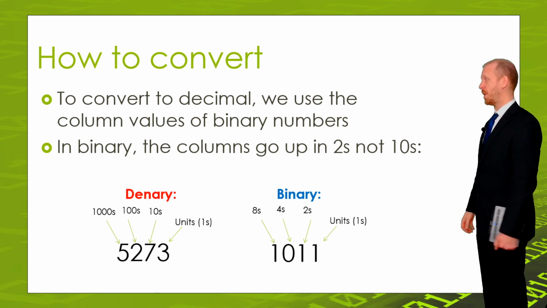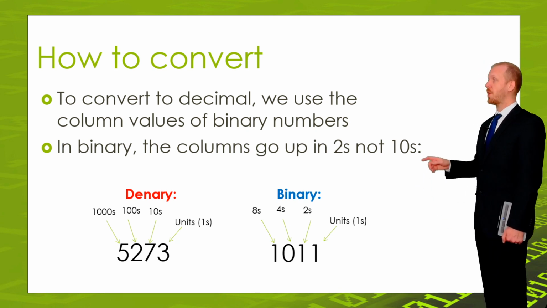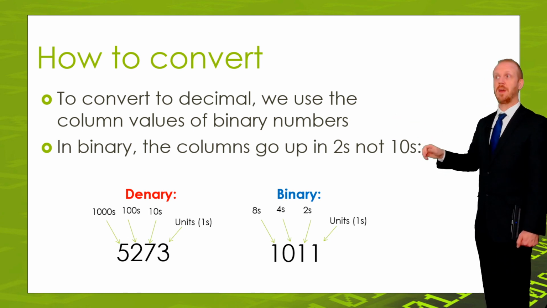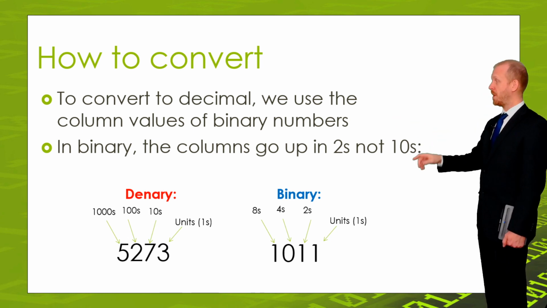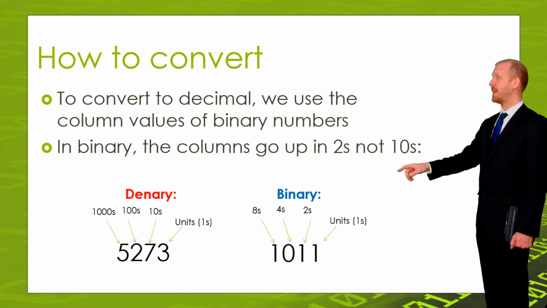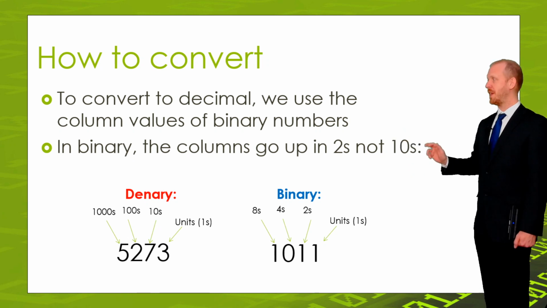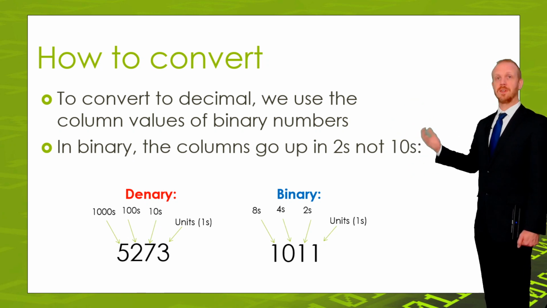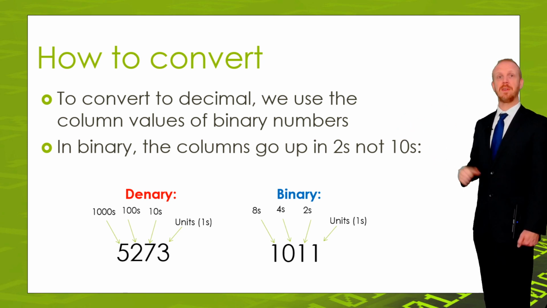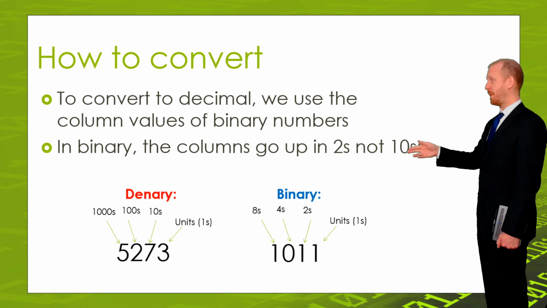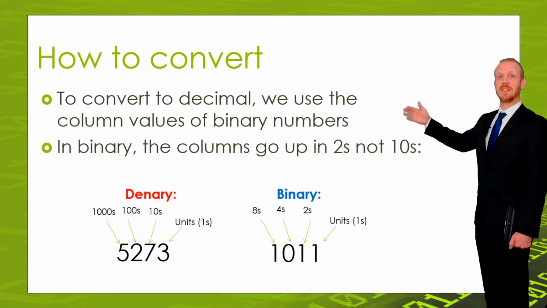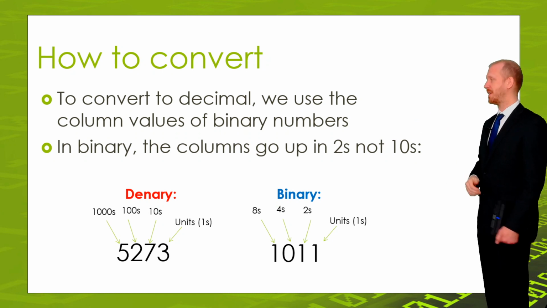That's how our columns work. Now in binary, the columns don't go up in tens. They don't go with a factor of 10, so you don't times by 10 every time. You times by 2. So the first column is the units, same as it is in everything. But then the next column is the 2s, not 10s. The next column is the 4s, not hundreds. The next column is the 8s, because we're doubling the previous column every time. If this was a bigger number, the next column would be 16s, then 32s, then 64s, then 128s.